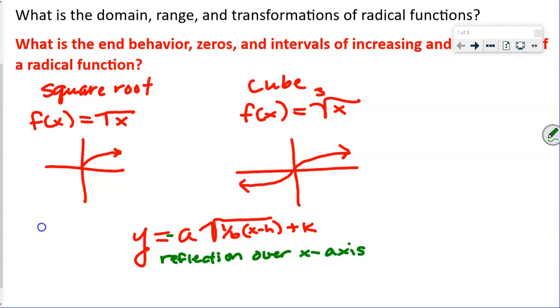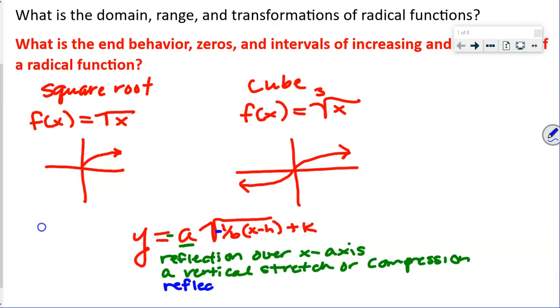And then our a, just our a in and of itself, is going to be a vertical stretch or compression. Okay, and that depends on whether a is greater than 1, then it's a vertical stretch. If a is less than 1, meaning if it's a fraction, then it would be a compression. And then if this was negative here, so if b was negative, then we would say that it's a reflection over the y-axis.